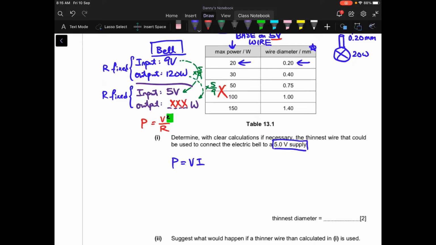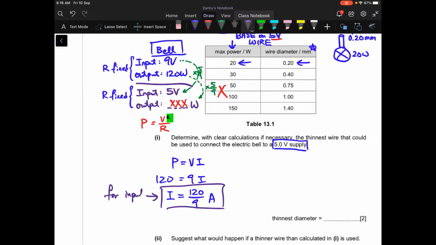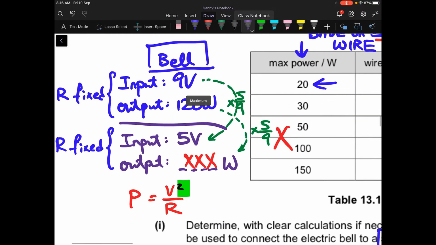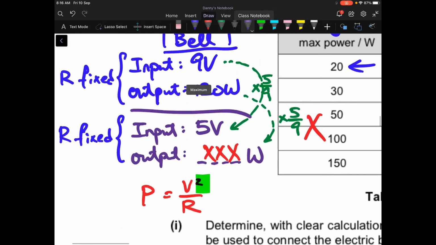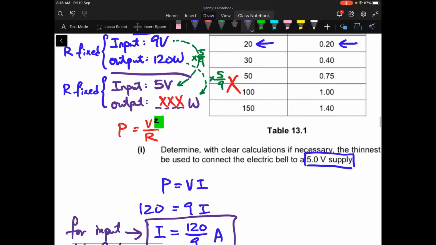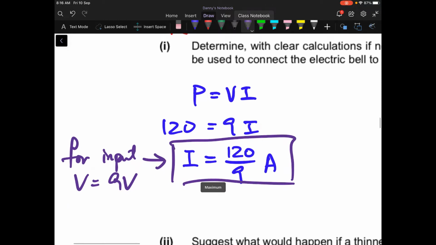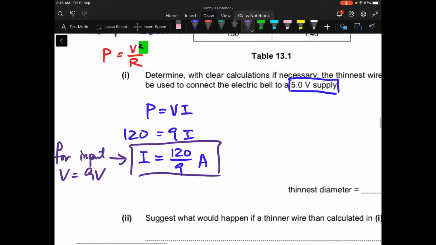But I still have a lot of you who like to use P equals VI. When you use P equals VI, fine, you can use it, no issue. You can find the current over here, but this current is for the input V equals 9V. When you change your input to 5V, because you have a lower EMF, you are going to get a smaller I. So you cannot do something like that.